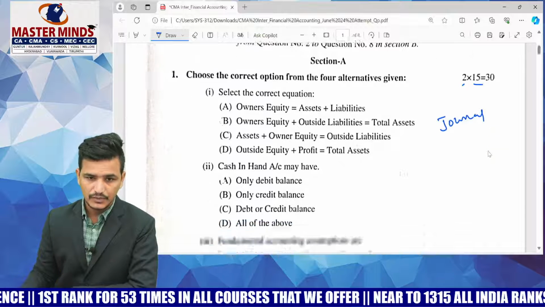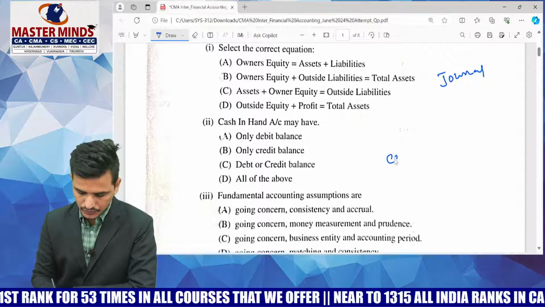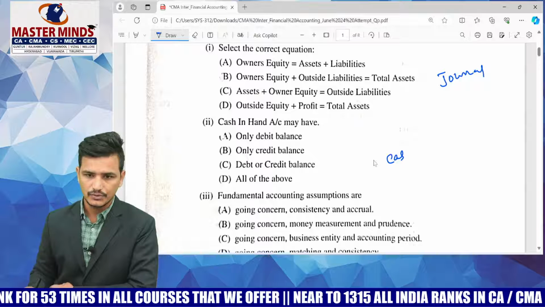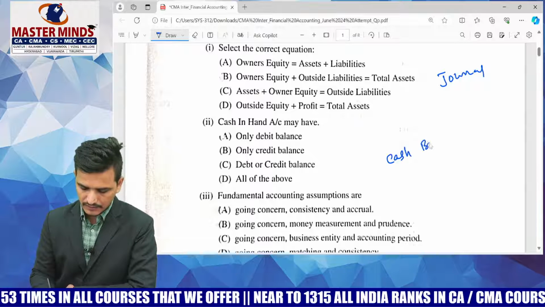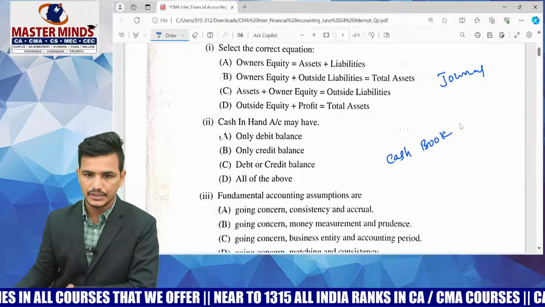And next, they have given an MCQ from the cash book chapter. What kind of balance is the cash in hand account going to have? So that is covered from the cash book. This is also a basic MCQ only.